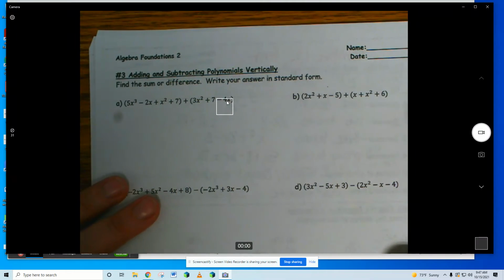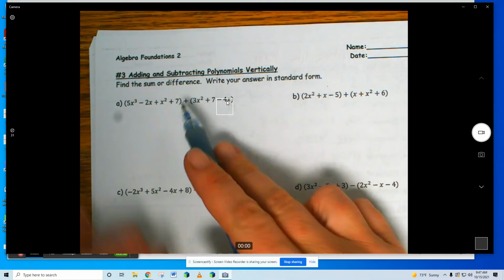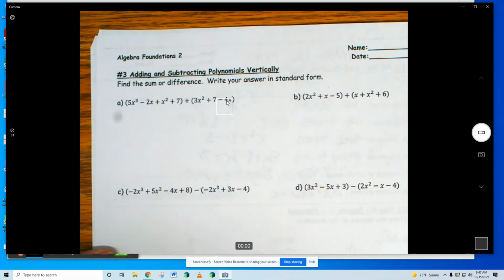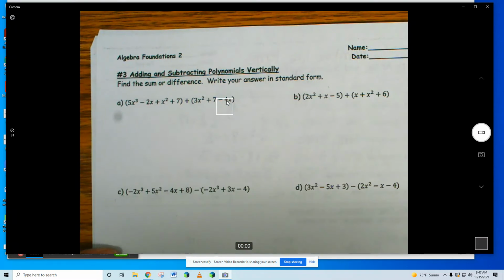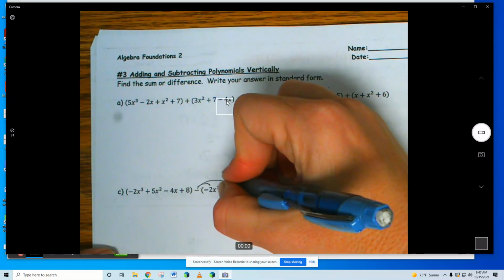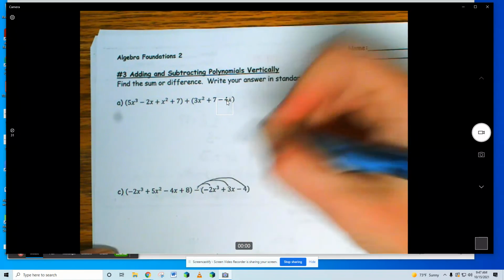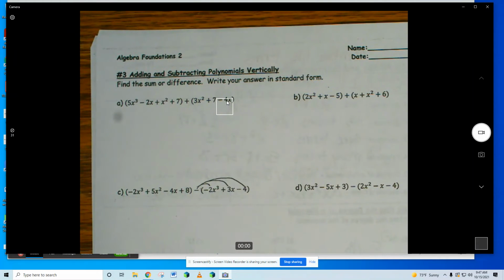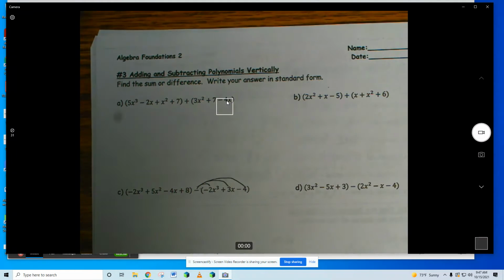Underline the things that are the same. The only reason a parentheses exists is for when I have a negative sign. Let's do C first. The only reason this parentheses is there is for that negative sign when I have to distribute like that. So I'm going to do C right now. I'm pretty sure you can do A all by yourself. So here's this. Colors.